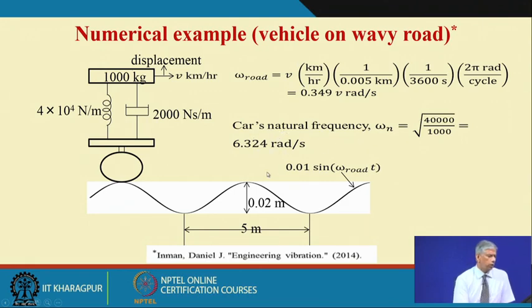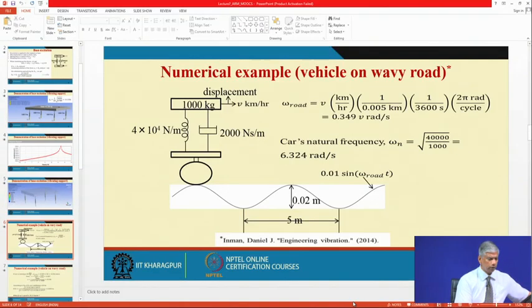But look at the base excitation. The base excitation in the right unit is 0.01 amplitude times sine omega p t, where omega p is dependent on the velocity v. So, vehicle on a wavy road. Prior to going to this, I will show you an example wherein we will see how this looks.